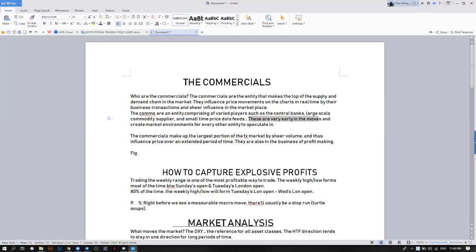Okay, trying to get the weekly ranges, the weekly highs, the weekly lows, buying the weekly lows and taking profit at the weekly highs, selling the weekly highs, taking profit at the weekly lows. So trading the weekly range is one of the most profitable ways to trade. A weekly high or low forms most times between Sunday's open and Tuesday's London open. But 80% of the time, the weekly high or low will form from Tuesday's London open to Wednesday's London open.